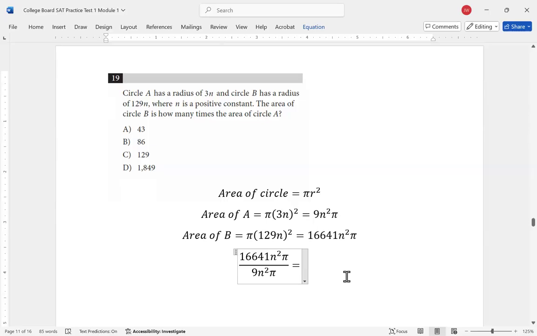That turns out to be 1,849. So the area of B is 1,849 times the area of A. Area of B is 1,849 times the area of circle A. I keep saying C. So the answer there is D, 1,849. So that is the answer to question 19.